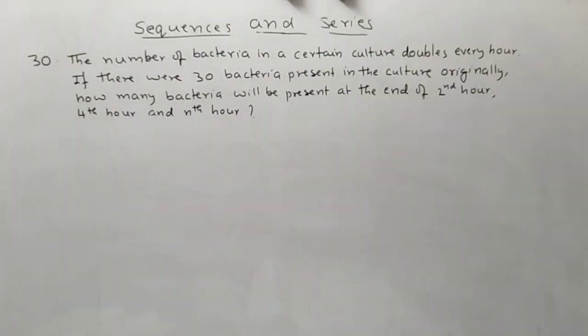Question number 30. The number of bacteria in a certain culture doubles every hour. If there were 30 bacteria present in the culture originally, how many bacteria will be present at the end of second hour, fourth hour and nth hour?